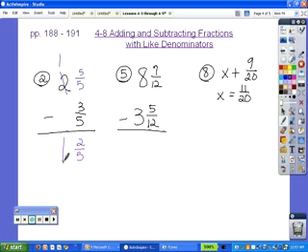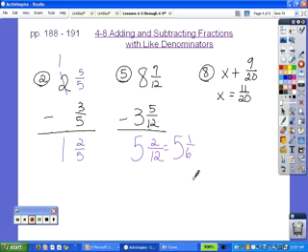For a problem like number 5, we subtract 7/12 minus 5/12. Since the denominators are the same, we simply have to subtract numerators. 8 minus 3 is 5, so we have 5 2/12. Then we ask, is it improper? No. But can it be reduced? Yes. 2 can go into both 2 and 12. 2 goes into 2 once, 2 goes into 12 6 times, so 5 1/6 is our reduced simplest form answer.